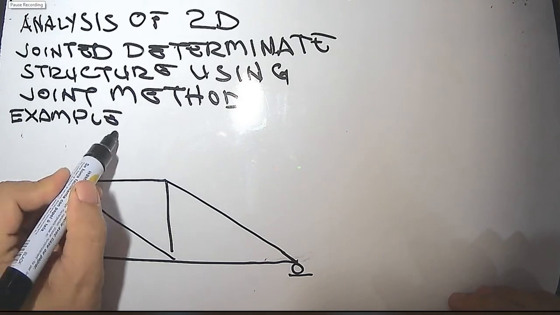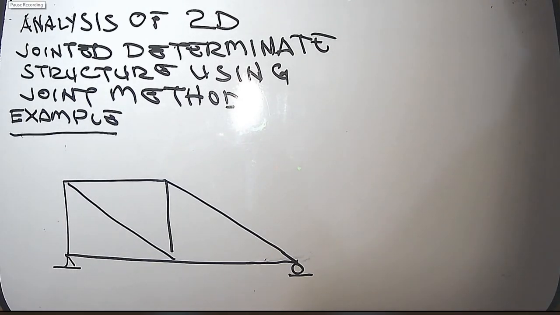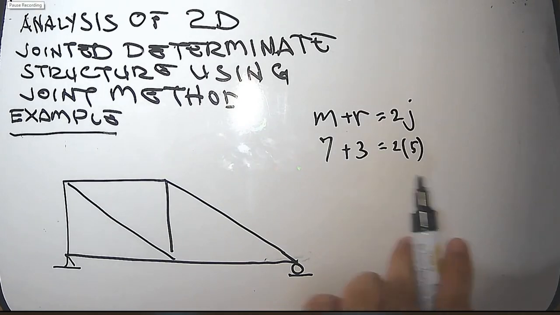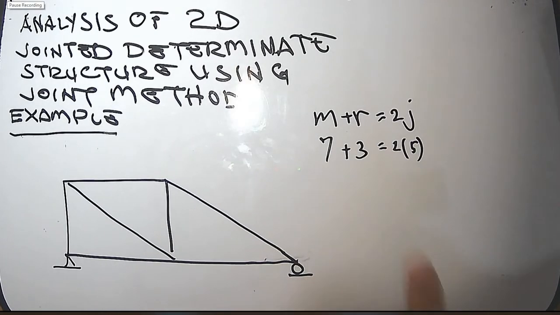Good evening, class. So our topic is analysis of 2D jointed determinate structure using joint method. So we have here an example. So always check if the figure is determinate.